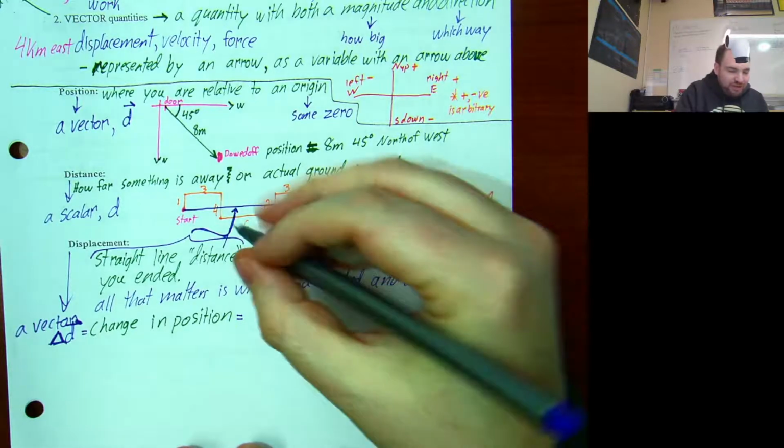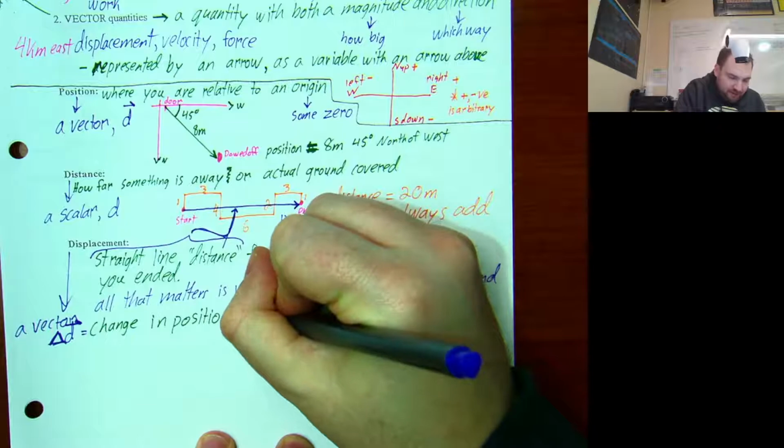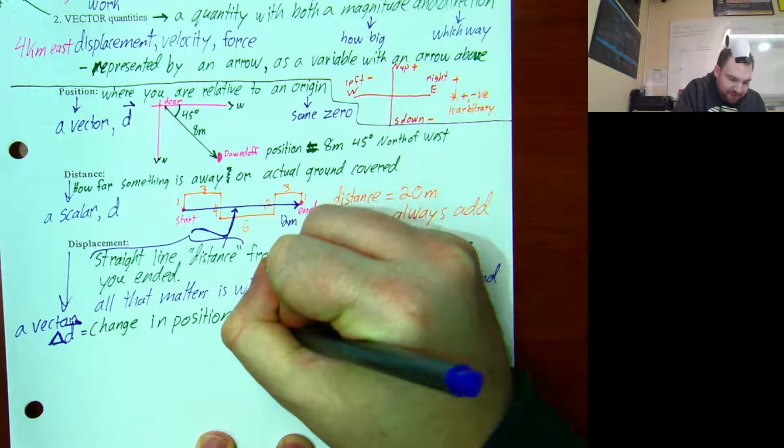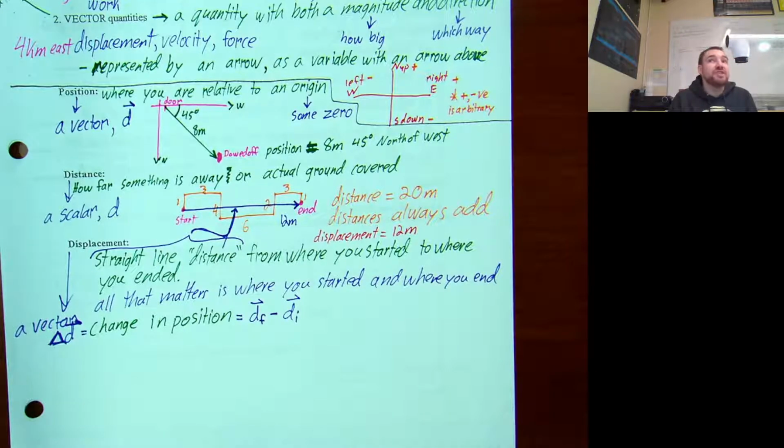So a change in a position is delta D, and mathematically it's going to look like your final position minus your initial position. And that's going to give us our displacement, delta D. Final minus initial.